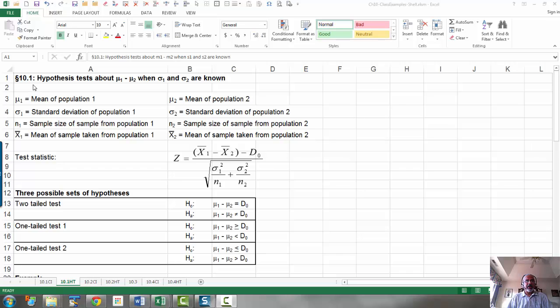Next, let's look at hypothesis testing for the difference in the population means, mu sub 1 minus mu sub 2. We've already seen the three types of hypotheses that are possible, the two-tailed test and the two one-tailed tests, with d sub 0 representing the value in the hypothesis for the difference in the population means. Now let's look at an example from the textbook.